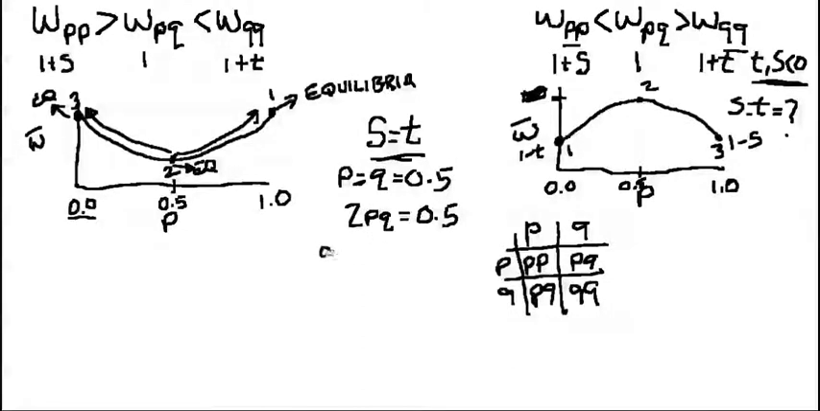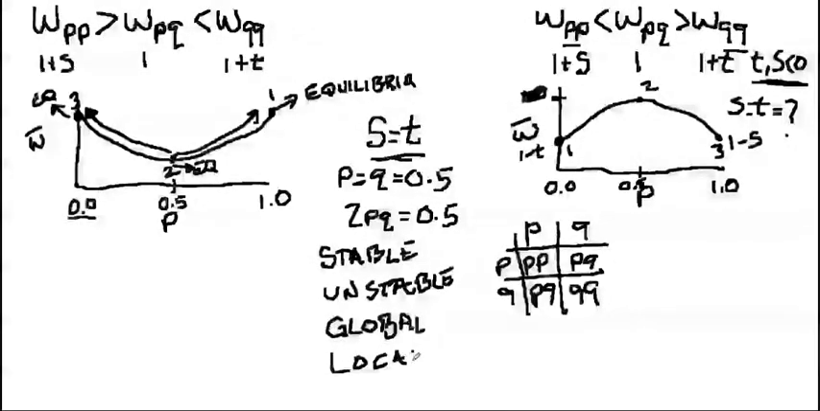Now, when we have equilibria, we can have different types of equilibria. We can have stable and unstable, and then we can have global and local. Now, how do we define what a stable equilibria is? A stable equilibrium is one such that if you nudge it slightly off of that value, it will always return. So stable, you return to that point all the time. In an unstable, you move away from it.